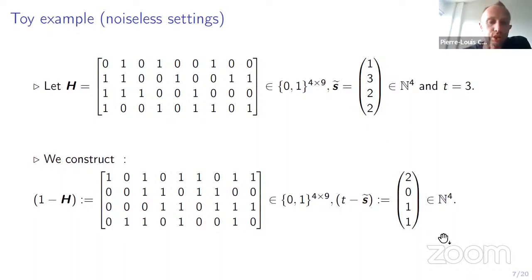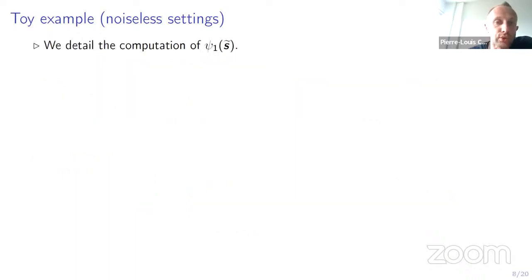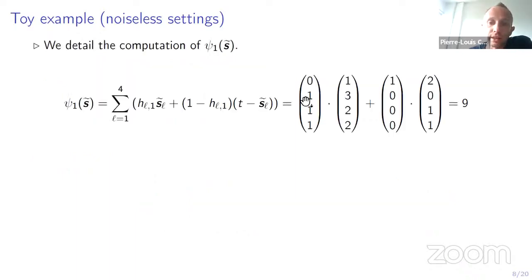So now that I have those two matrices and those two syndrome vectors, I will compute the score for each column. I will give you the detail for the first column. For the first column, we take the first column of the matrix H that we multiply by the syndrome S tilde, 1, 3, 2, 2.